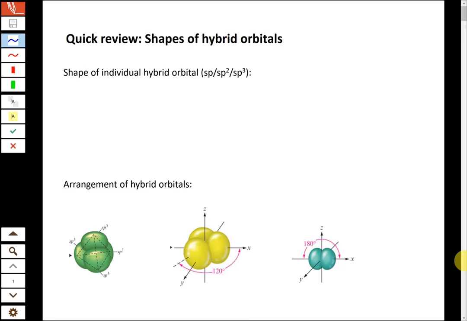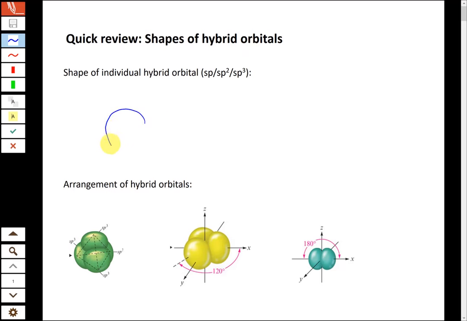Back in chapter 2, we talked about the shapes of atomic orbitals. You have the spherical s orbitals, the figure 8 or dumbbell-shaped p orbitals, and then the d orbitals that are mostly like four-leaf clovers. Hybrid orbitals also have shapes, and we're not going to get too nitty-gritty about the difference between sp, sp2, and sp3, but they all basically have the same shape.